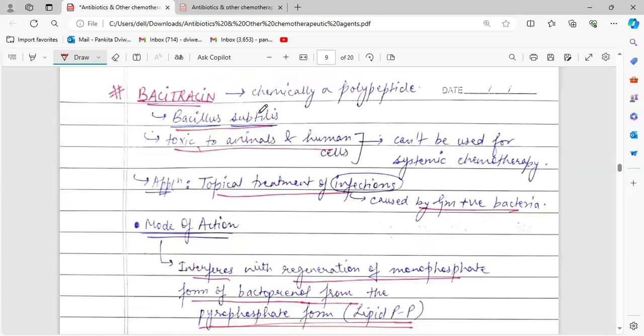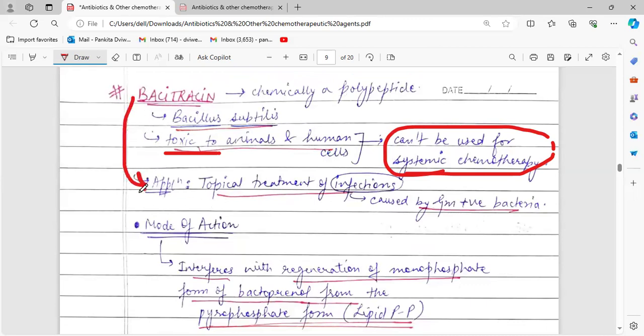Bacitracin is the next kind of antibiotic. It is a polypeptide formed by Bacillus subtilis, and it is toxic to animals and human cells, so we cannot use it for systemic chemotherapy. The only application of bacitracin is in the topical treatment of infections that are caused by gram-positive bacteria. Orally we cannot administer bacitracin because it's toxic to us.